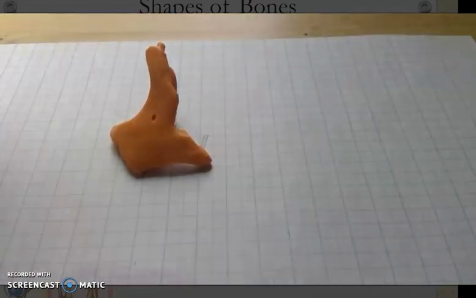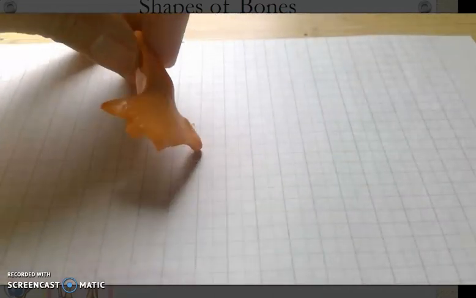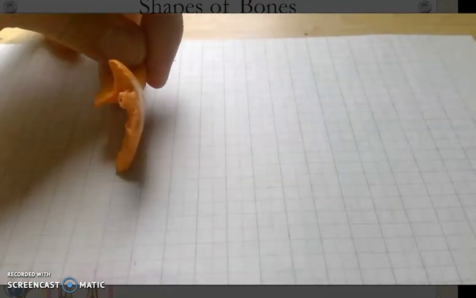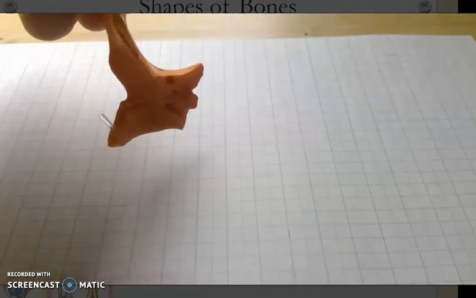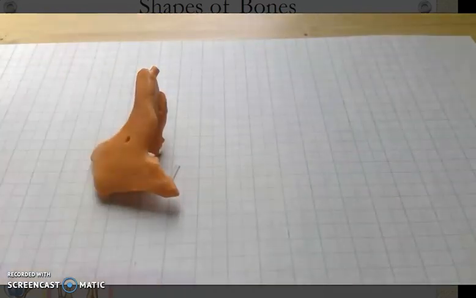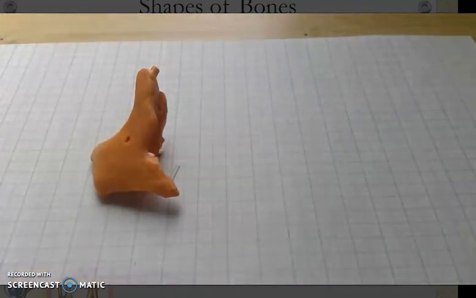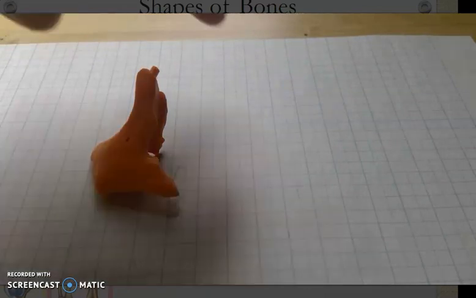So this thing, well, let's look at it. It's a weird shape, but oh, look, it is fairly flat. See how it's flat as we go around? This too would be a flat bone. So the flat bones are flat.